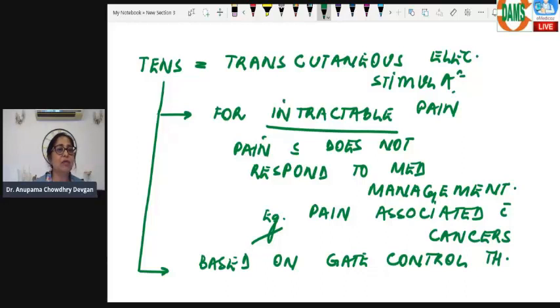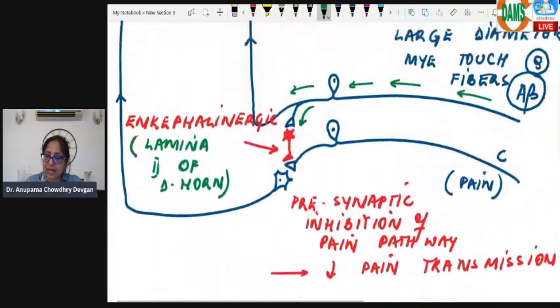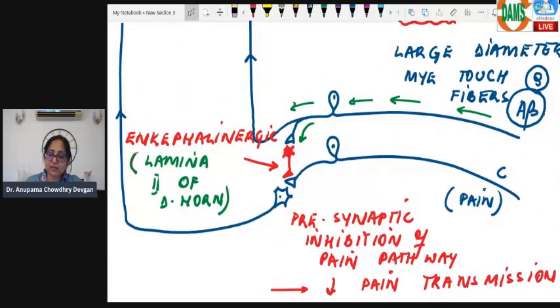So it's better to go in for TENS. What happens in transcutaneous electrical nerve stimulation is you use an electrode, introduce it through the skin, and this will stimulate the A beta touch fibers. That in turn causes a presynaptic inhibition of the pain pathway. What are these A beta fibers? These are large diameter myelinated touch fibers. Once these are excited, they give a collateral to the encephalinergic neuron.